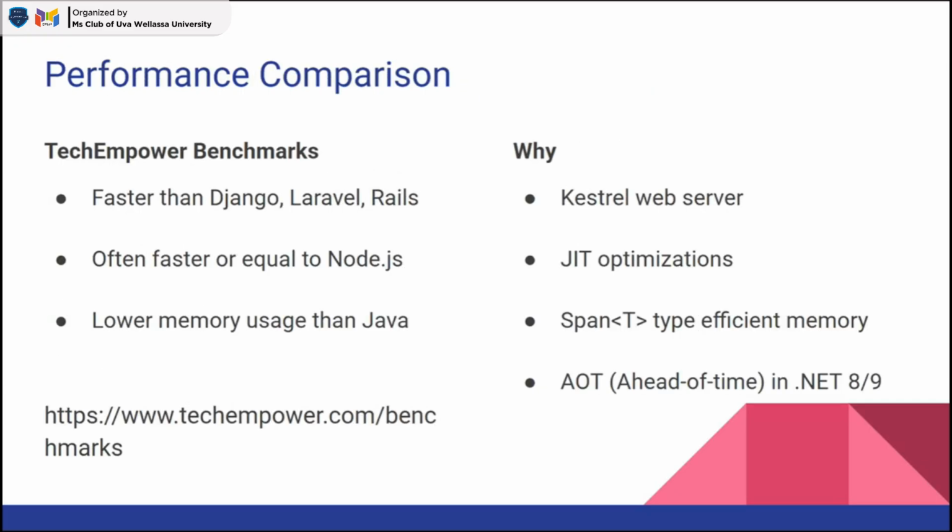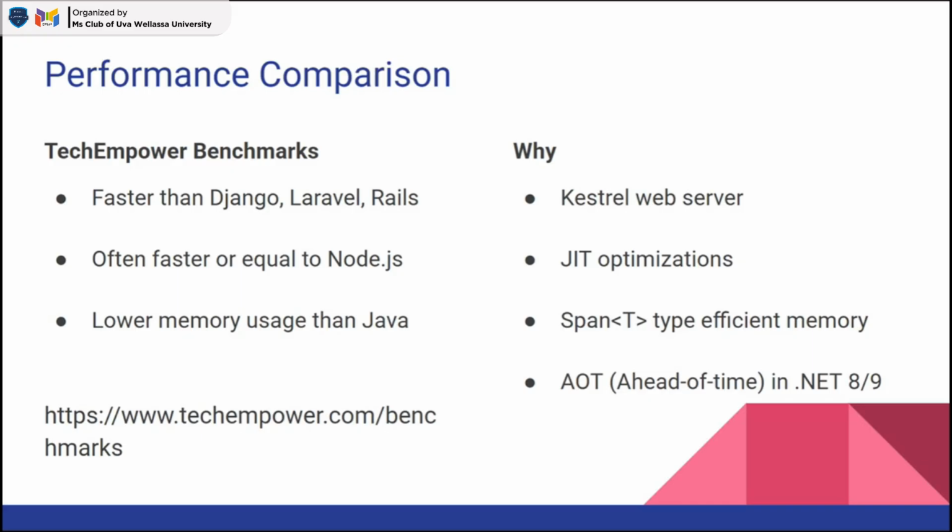Okay, next slide. Let's talk about the performance of .NET. There is an organization called TechEmpower that benchmarks the performance of frameworks and languages. Actually, they said .NET is faster than Django, Laravel, and Rails, right? Node.js is super fast, and sometimes .NET can beat Node.js as well.